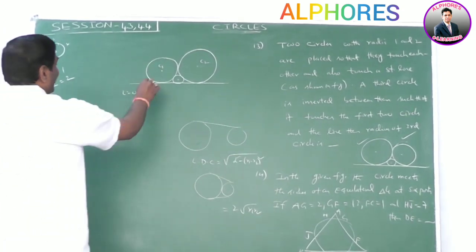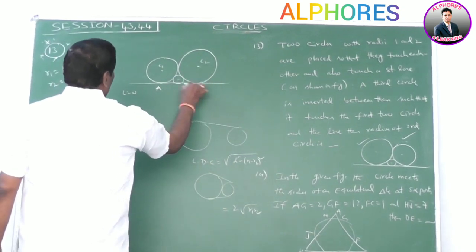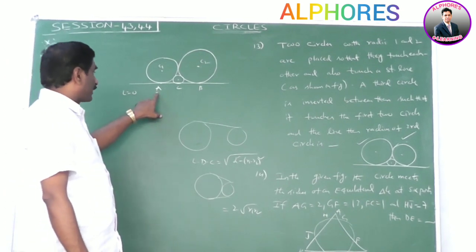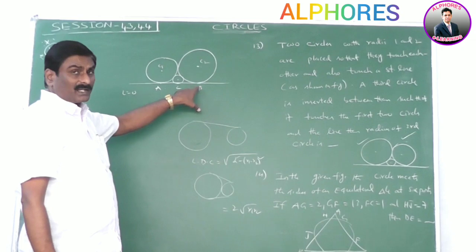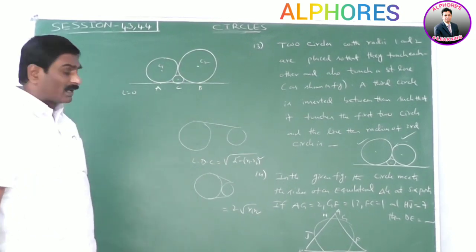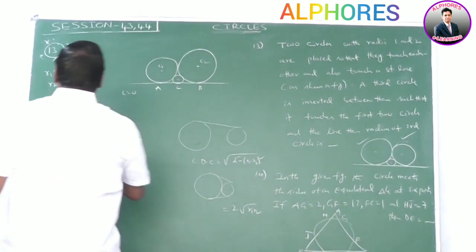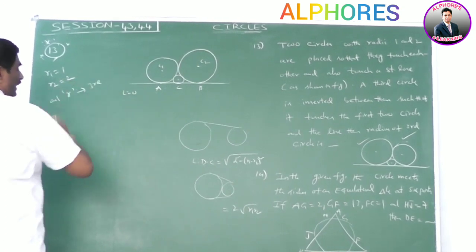Say the first circle touches this line at A, the second circle at B, and the third circle at C. Let A be the point of contact of the first circle and the line, B be the point of contact of the second circle and the line, and C be the point of contact of the third circle and the line. And let R be the radius of the third circle.